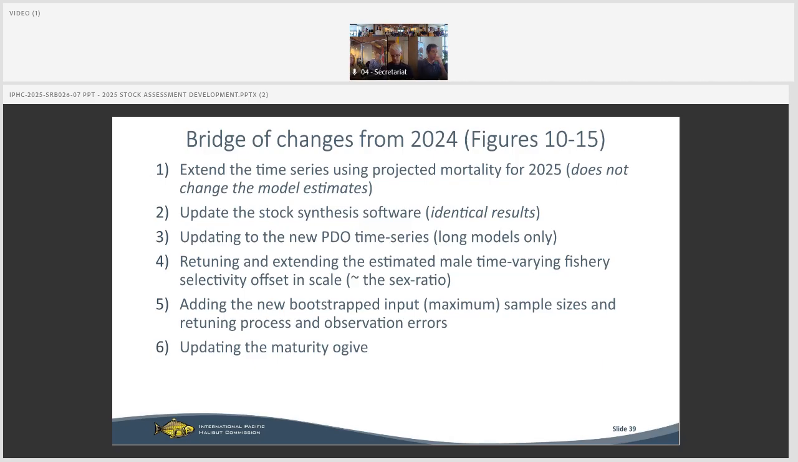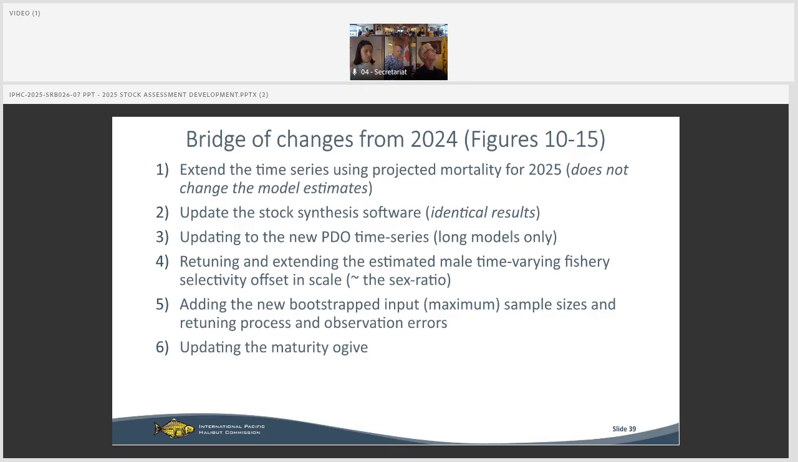So now that's a conceptual overview. There's a little more detail in the assessment document about some technical stuff. But that's a conceptual overview of how we set up and parameterize these models. I can hit a few more highlights when we look at the results, show you, for example, the natural mortality estimates and things. What I want to do now is orient you to the bridging changes from 2020.